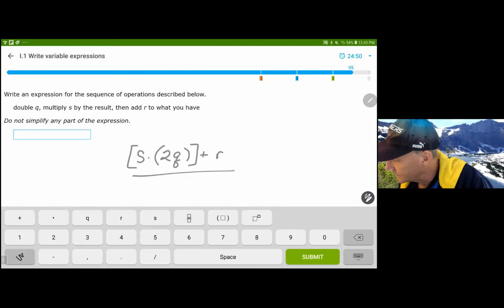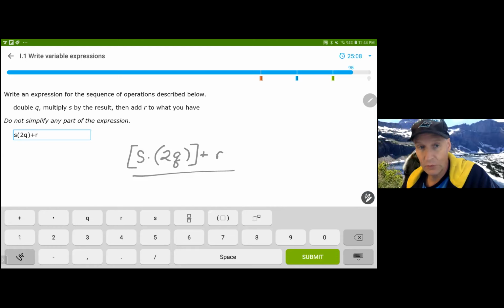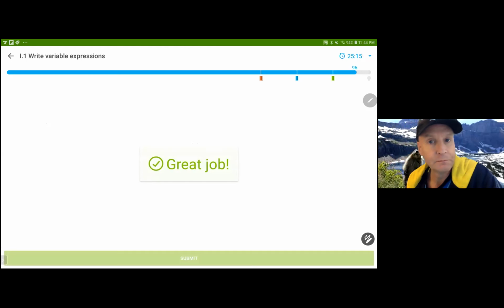So I've got, oh, they didn't give me the other grouping symbol. So I'm not going to be able to put it in that way. So I am going to have to use S parentheses 2Q plus R. Of course, the brackets are more correct, excuse me, but this is the only one that they're going to allow me to put in. All right.